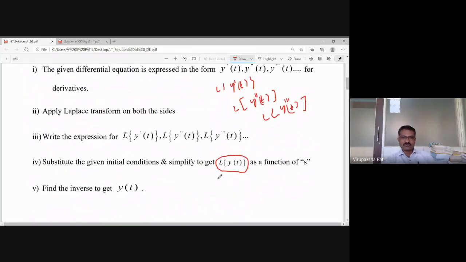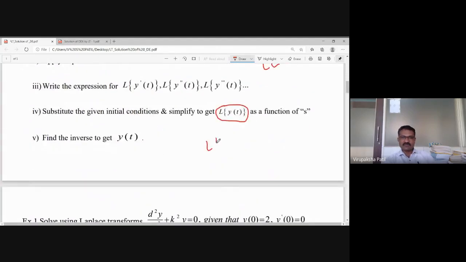Once you do that, you will get an expression like this: L of y of t is equal to some function of s. Now what we are required to do here is solve the differential equation. Solve means you are required to find the value of y. So for that we don't require L of y of t. To get y of t, just transfer this to this side.